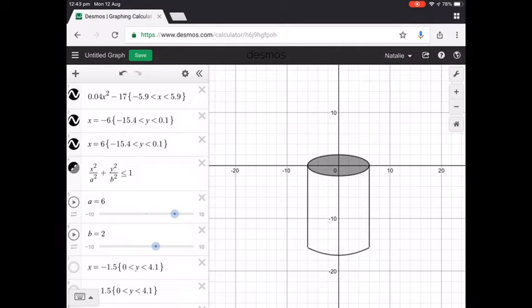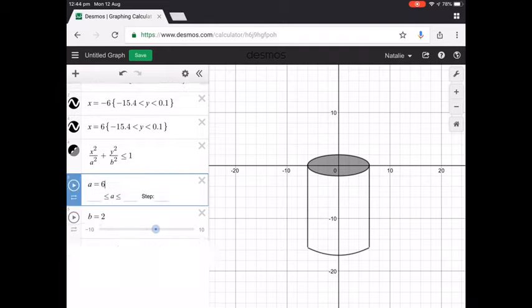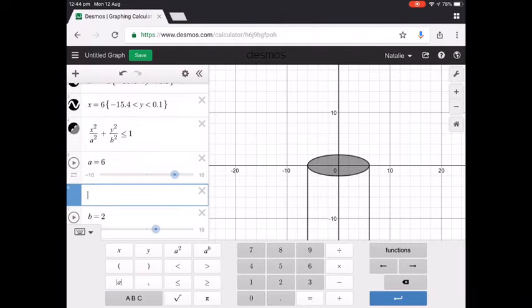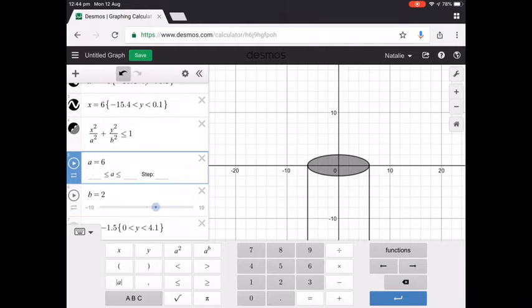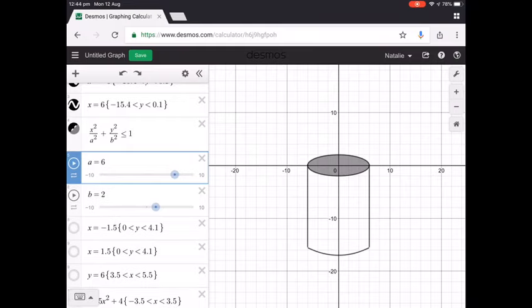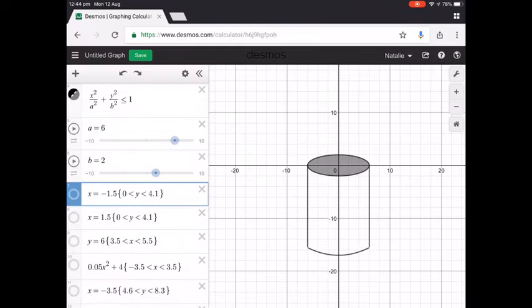I then added an ellipse with the equation x squared over 6 squared plus y squared over 2 squared, which is less than or equal to 1. I made a equal to 6 so that it could fit in between x equals negative 6 and x equals 6, so that now it looks like a cylinder. And then I made b equal to 2 so that the shape would look more like an ellipse and not a circle. I made the ellipse the shaded area, as I was going to add another part on top of the cylinder to give it a shadow effect.